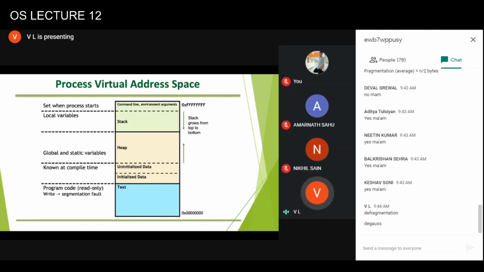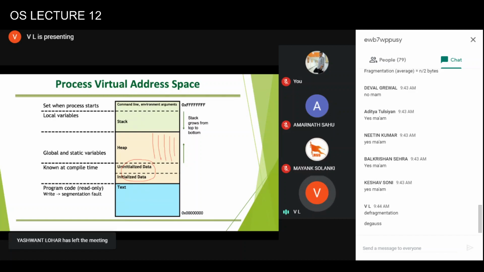And global variables may or may not be initialized depending upon your language. The C language will always initialize global variables, but some languages may allow uninitialized data for global variables. So this portion is for the global variables, which have been specified at compile time. And this part of the heap will be used for malloc and calloc and other runtime allocation system calls.